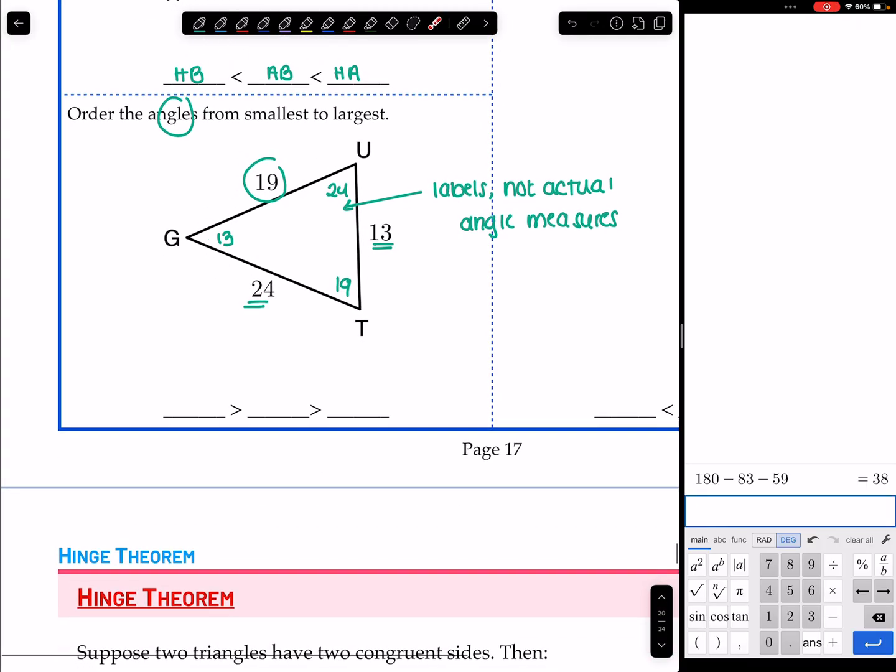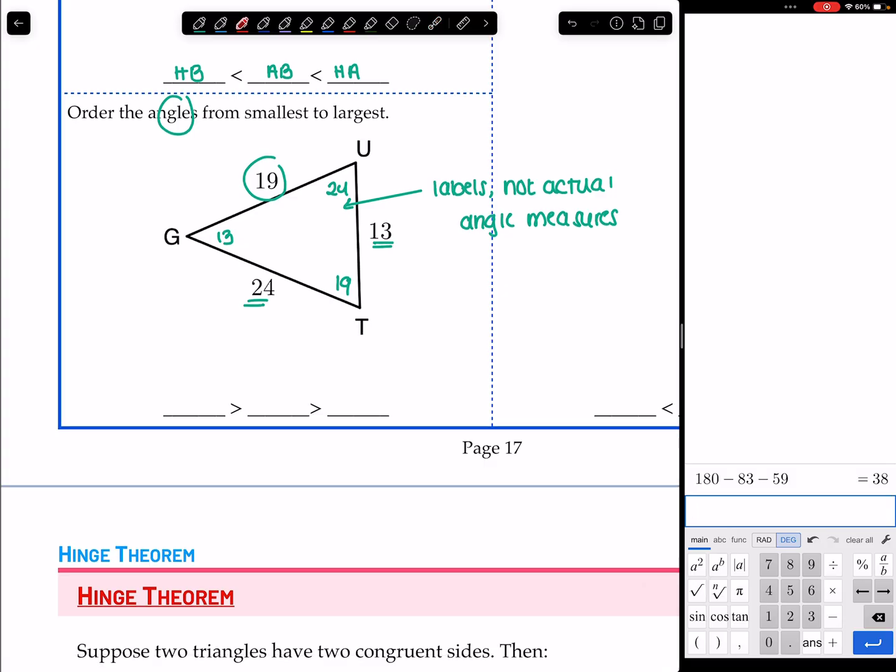But having said that, 13 is the smallest angle, so G. 19 is the next biggest number, so T. U is the largest with 24, so that is the ordering there.